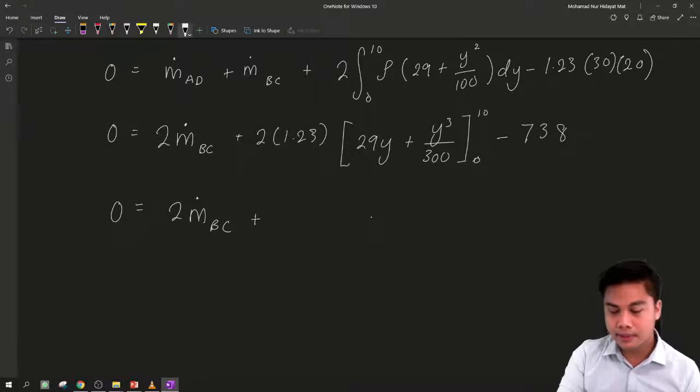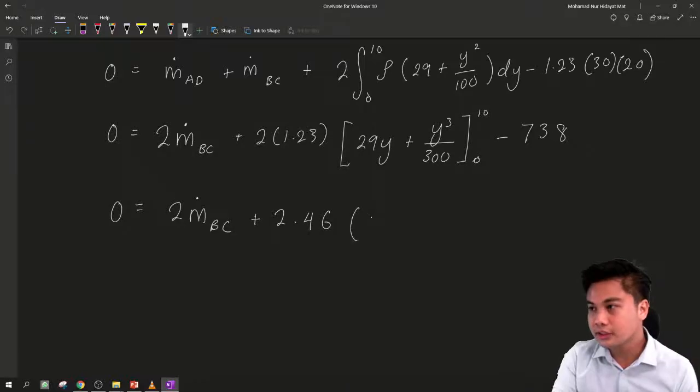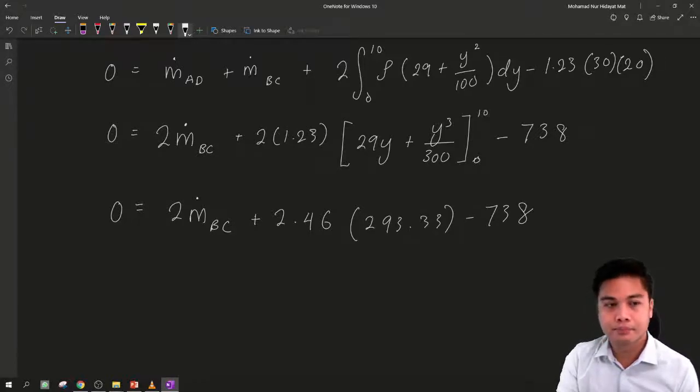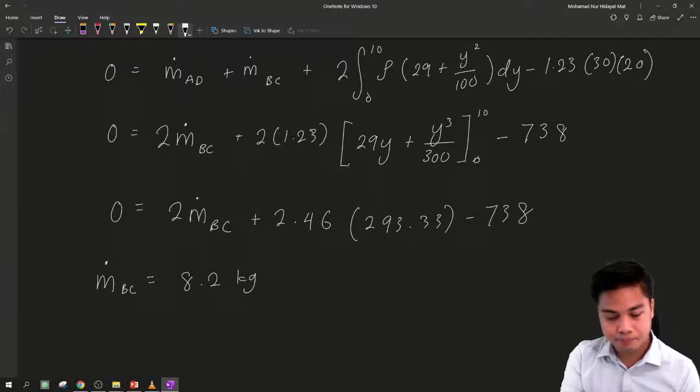This one plus 2. This one you solve: 2 multiplied by 1.23 gives 2.46. This one you substitute with 10, and definitely you will get 293.33 minus 738. Finally, you will get the mass flow rate of BC equal to 8.2 kilograms per second per meter.